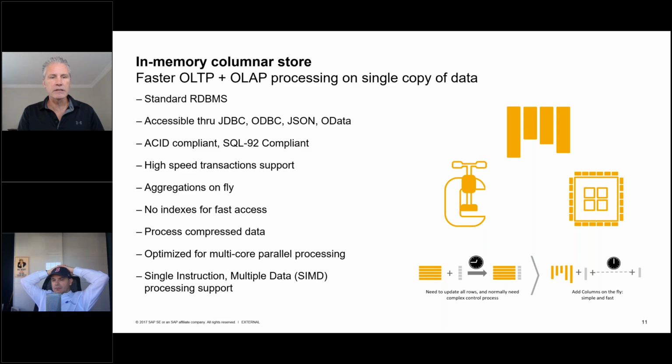One of the big important things is you can aggregate data on the fly. You don't have to build aggregate tables, and you don't have to build special indexes for fast access. That's all done on the fly, because HANA is a columnar database. And we take advantage of multi-core parallel processing and single instruction multi-data processing support. So these are kind of the core things. We want to keep a single copy of the data and then have views of information that aggregate the data for us or transform the data for us.